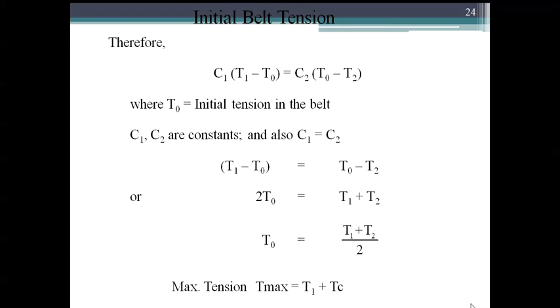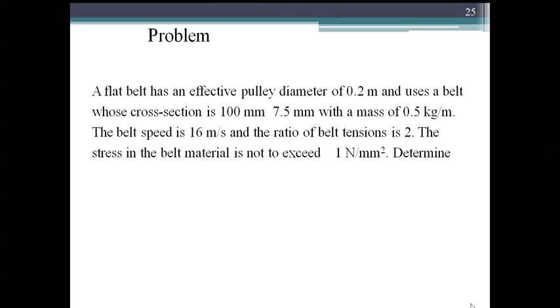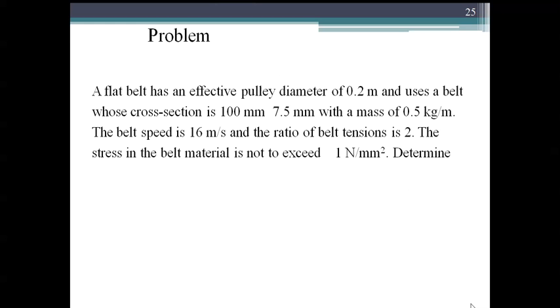If we consider the centrifugal tension, T0 is equal to (T1 plus T2 plus 2Tc) by 2. So we'll see some problems on the initial tension.